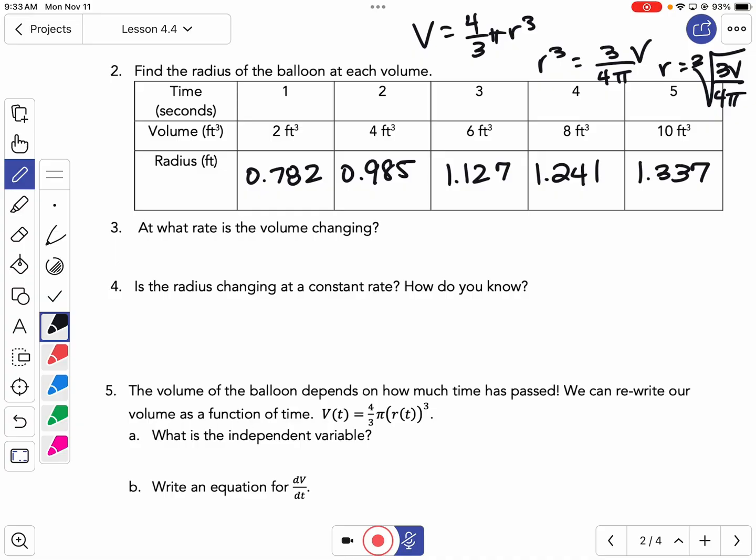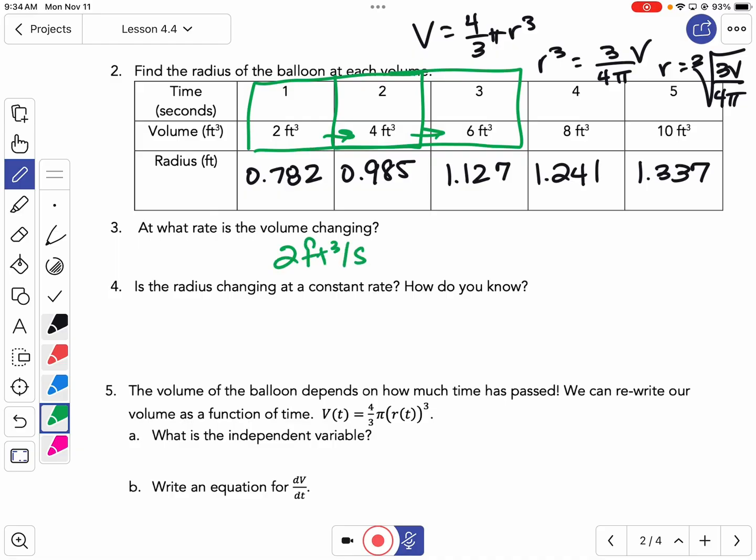Okay, now how are we going to find the rate of change of the volume? Yeah, we can just look. For every 1 second, how much is it changing? 2. For every 1 second, it's changing 2. So 2 cubic feet per second. That is your rate of change, your dV/dt, the volume over time. We can do that just by looking at the table. Lucky for us, they gave us nice equal intervals for time and for volume.